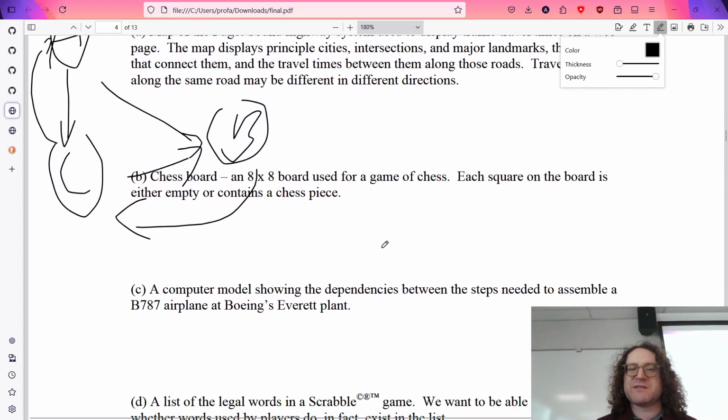Chessboard. An 8x8 chess board is used for a game of chess. Each square in the board is empty or contains a chess piece. Which data structure is this? What do we use for this? We've done it in class, 2D array.